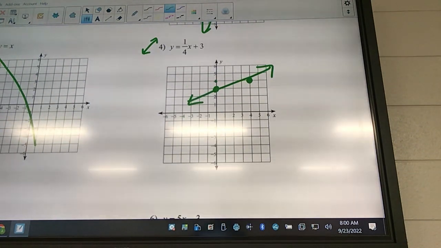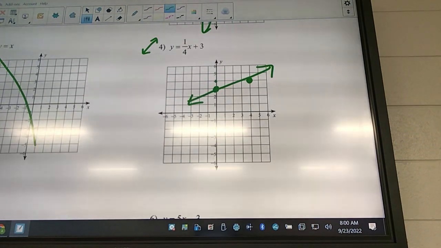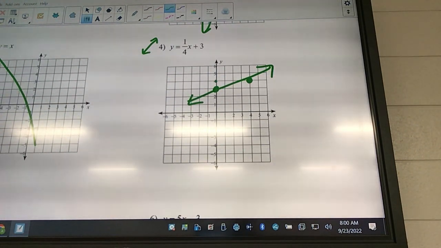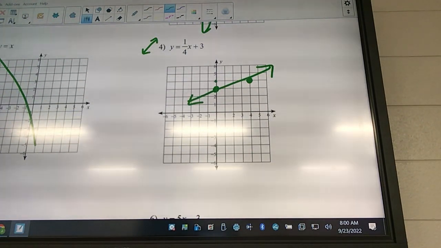That's why I tell you to draw a little line off to the side so you know what it looks like. Because the up and down does not make a difference. You could go up 1 or down 1. That's not going to change anything. It's your left and right that changes your slope.